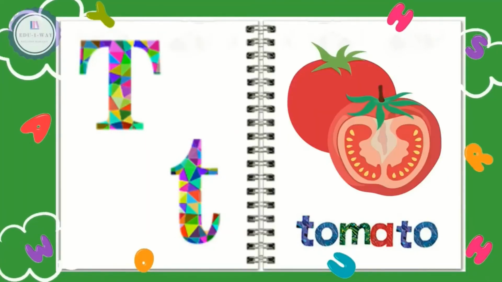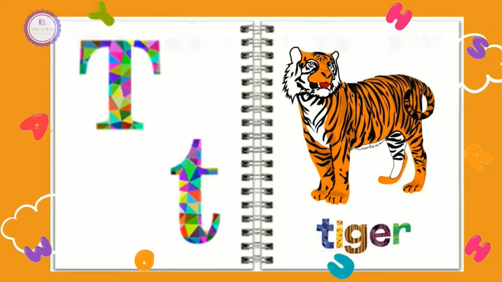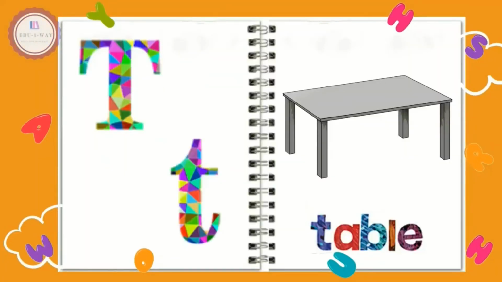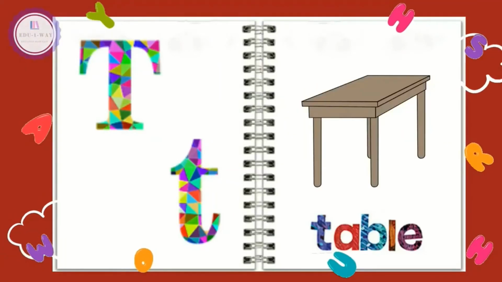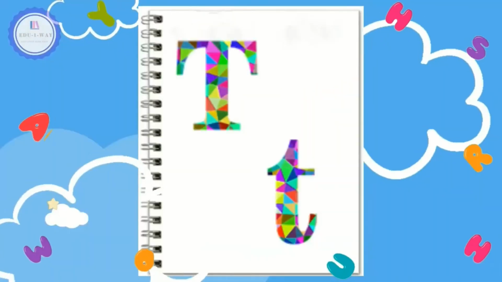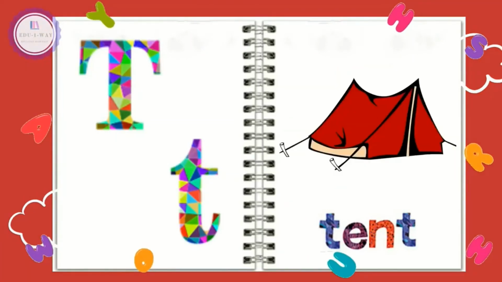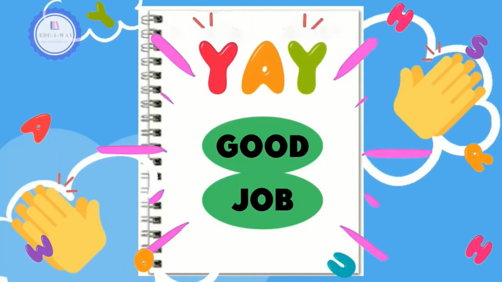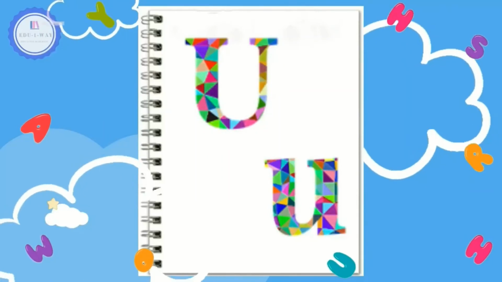Ta for tomato. Tomato, tomato, tomato. Ta for tiger. Tiger, tiger, tiger. Ta for table. Table, table, table. Ta for tent. Tent, tent, tent. Good job! Letter U. U, U.